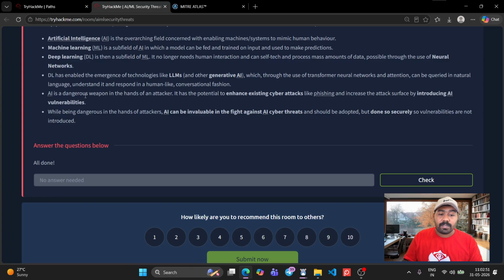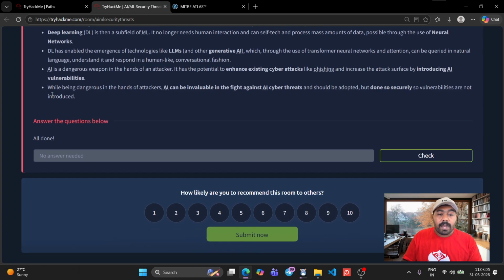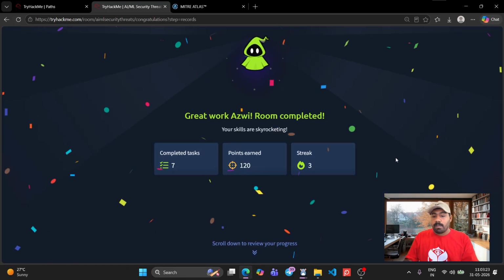AI is a dangerous weapon in the hands of attackers. It has the potential to enhance existing cyber attacks like phishing and to increase the cyber attack surface by introducing AI vulnerabilities. While dangerous in the hands of attackers, AI can be invaluable in the field of cybersecurity and should be adopted, but done so securely so vulnerabilities are not introduced. All done, so we have completed the lab.